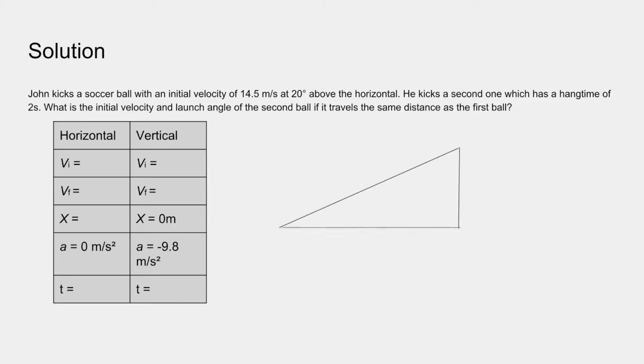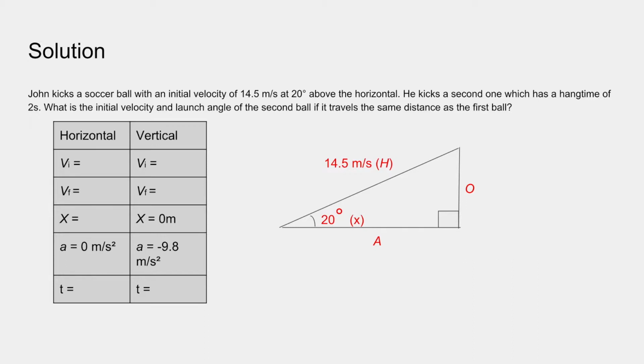Now we're going to make this into a right triangle. So that gives us the initial velocity of 14.5 meters per second, which is the hypotenuse. We are given that the launch angle is 20 degrees, and we're going to be solving for the opposite and adjacent sides to find the horizontal and vertical initial velocities.